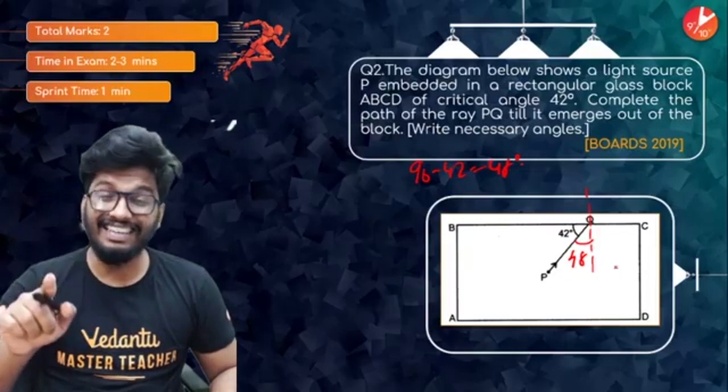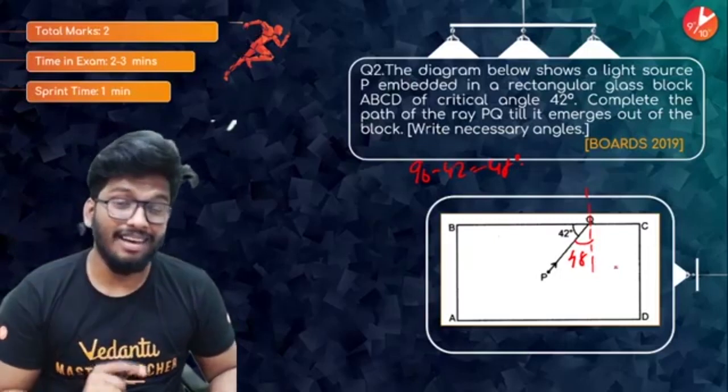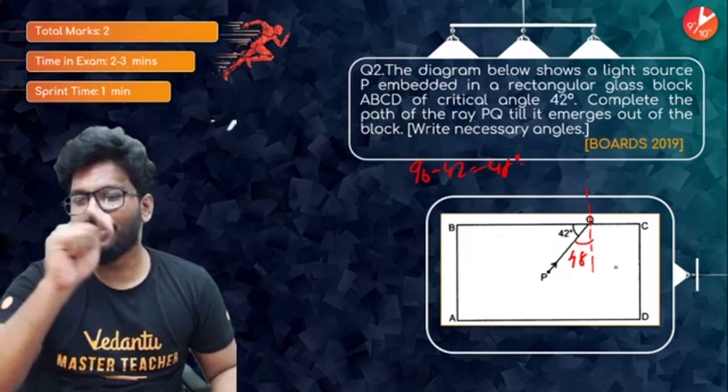Now, the critical angle of the block is given as 42 degrees. The angle of incidence is 48 degrees. So what do you think will happen?